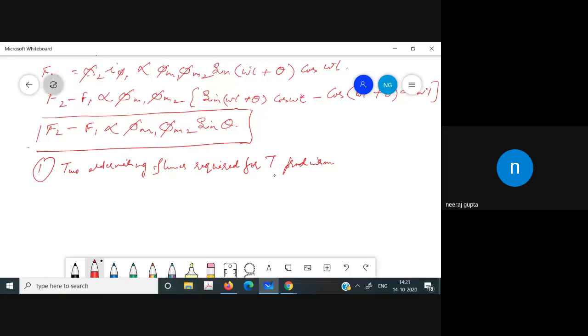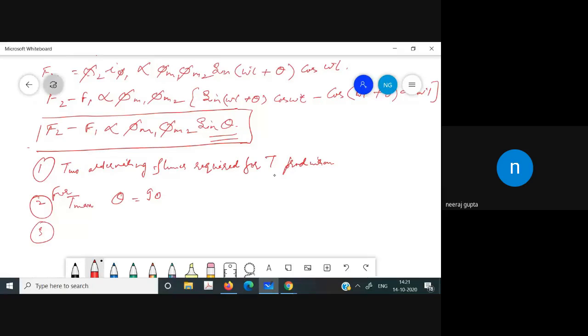And the maximum torque is produced in this case, you will see that this is 90 degree. Then we can say that the force is maximum, torque is maximum. So the maximum torque is produced when the fluxes are shifted by 90 degree. That is, for T maximum, theta should be 90 degree.